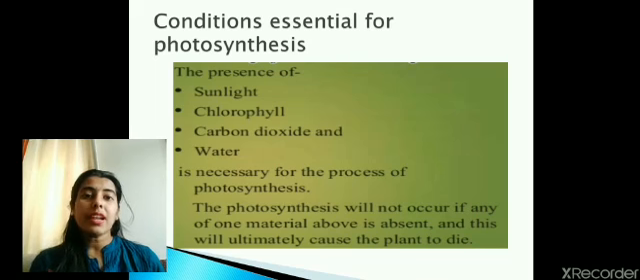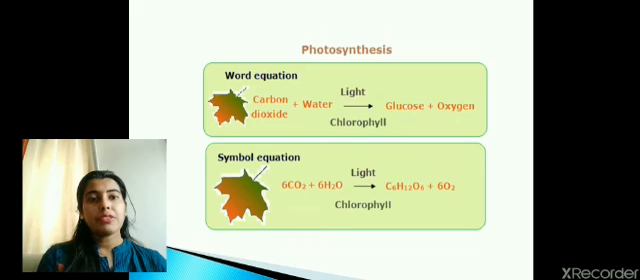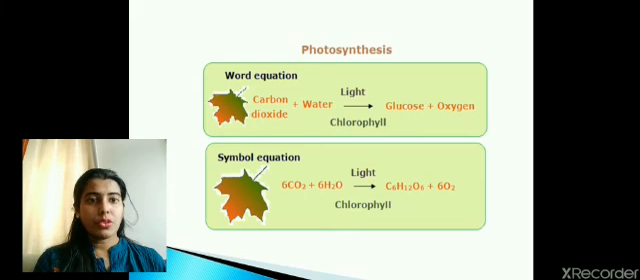Then we studied how to write the chemical equation for photosynthesis, that is 6CO2 plus 6H2O in the presence of light and chlorophyll gives us 1 molecule of glucose plus 6 molecules of oxygen gas.